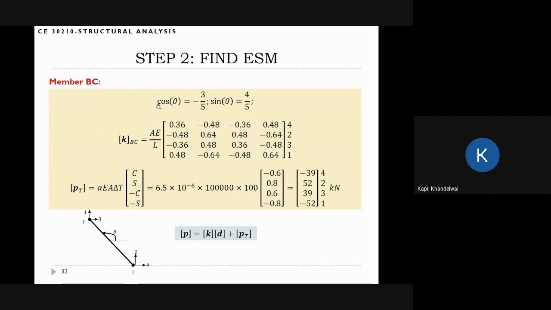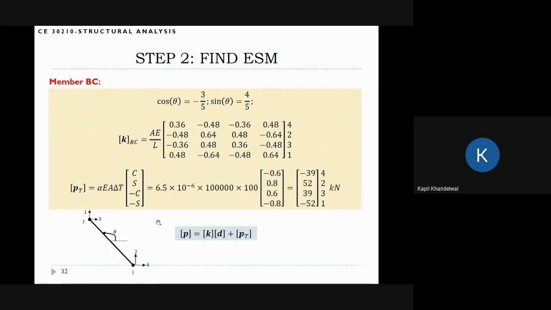For member number BC, we find C and S again. So C is minus 3 by 5, S is 4 by 5. In this case, we are calling this the I degree of freedom, this the J degree of freedom. And so you can see that in this stiffness matrix the ordering should be UI, VI. So this is 4, 2, 3, 1. We have to get the correct ordering here.